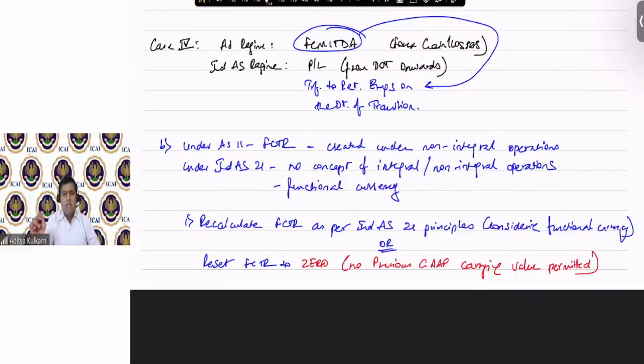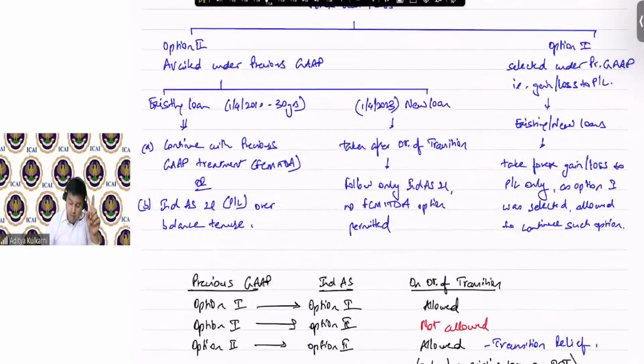Yes. The difference between FCMITDA and FCTR is FCMITDA is in respect of only one item. How FCMITDA comes? The foreign currency monetary item translation difference account arises on account of forex gain or loss on only the foreign currency long term monetary item. That is a loan. Whereas FCTR is typically a balancing figure.